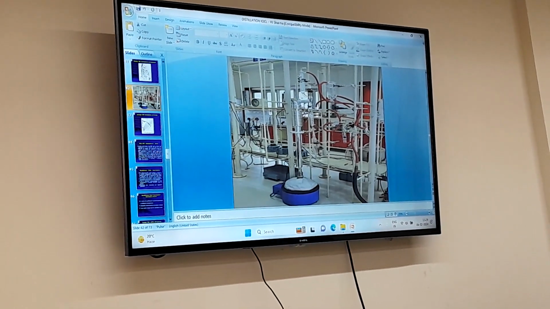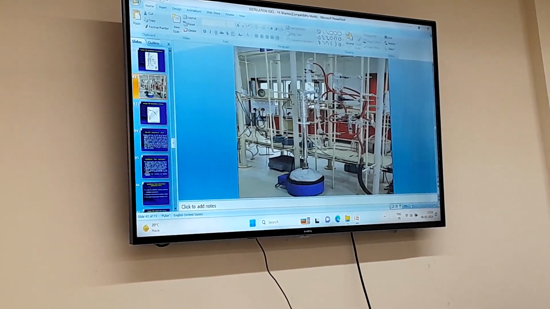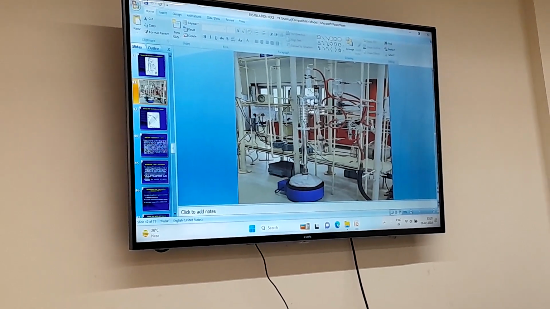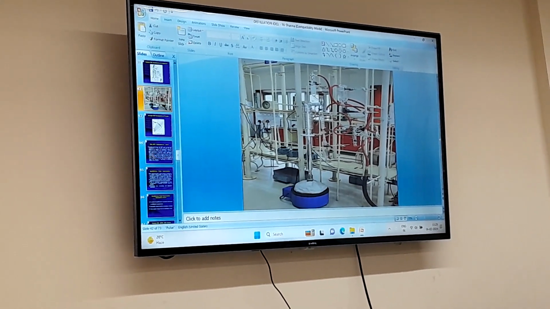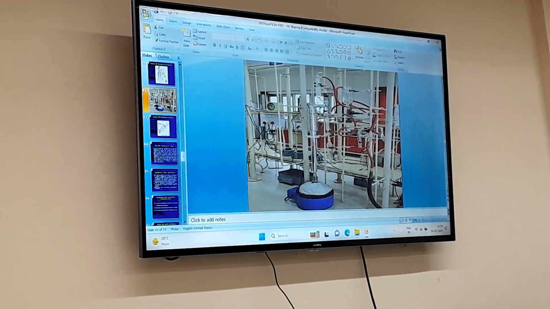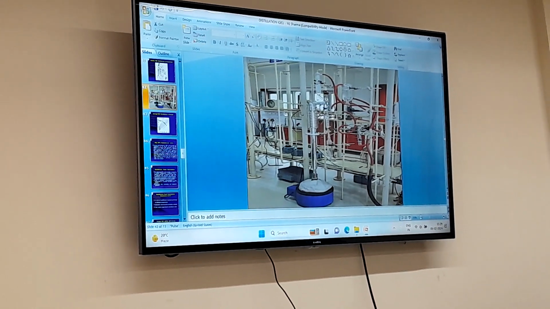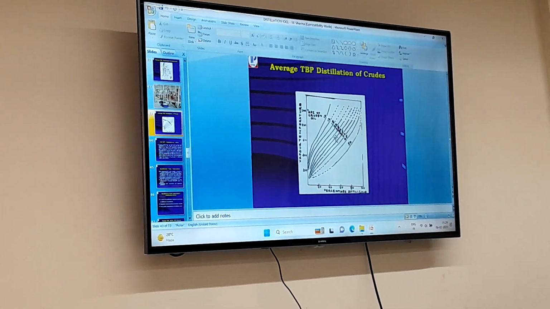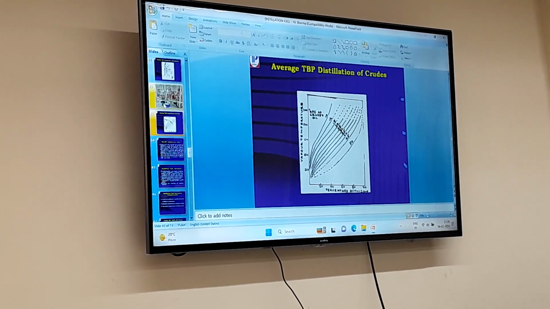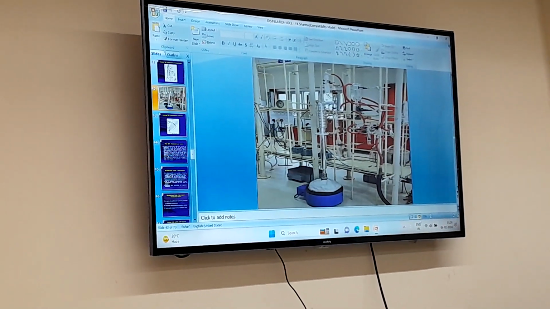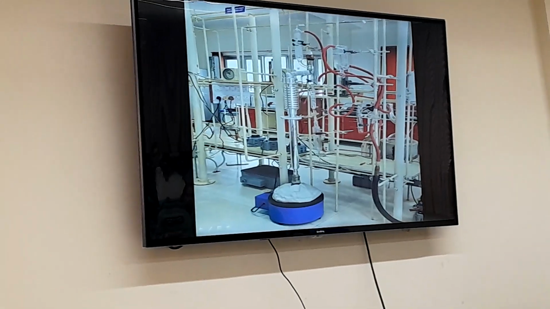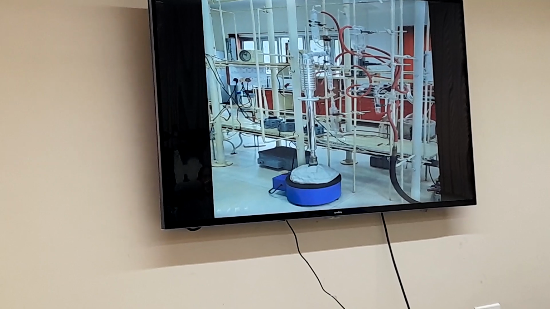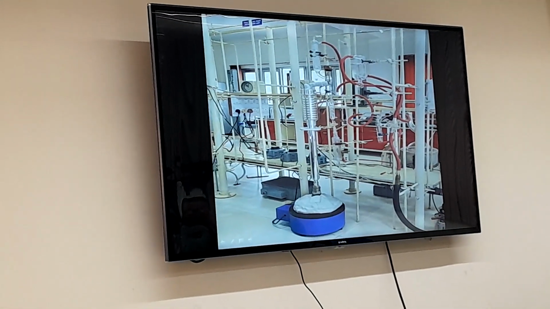Then the vapors go to the condenser, and from the condenser to the receiver. After condensation, this reflux head sends the vapors for 1 second to the receiver and 10 seconds back to the feed. So this is the reflux ratio. This is a device, correct?